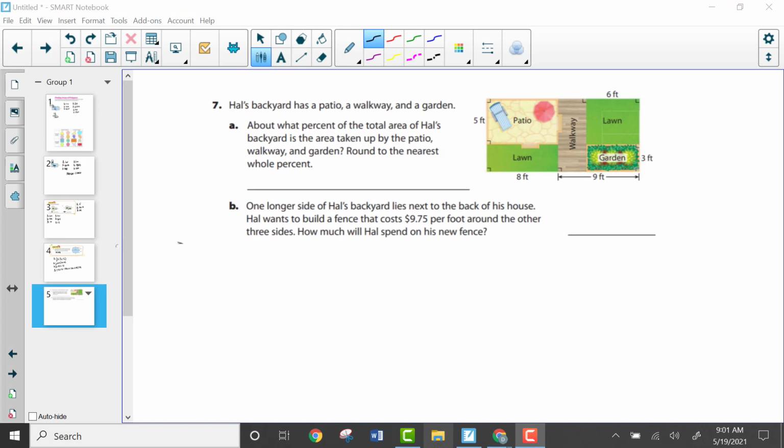What I want you to do first of all is find the area of the patio, walkway, and garden, and also find the total area of the whole entire backyard. And then when you're finished finding that, press play, and I will have those 2 answers for you. So I would like for you to pause the video now.